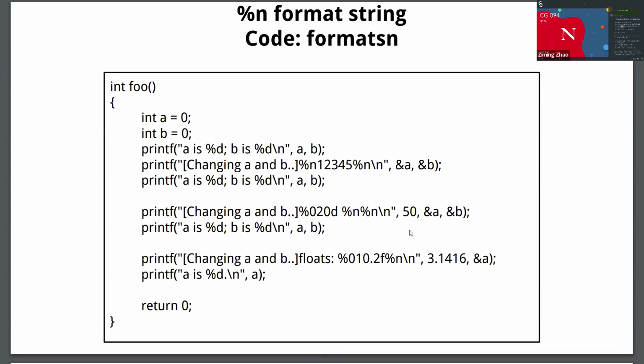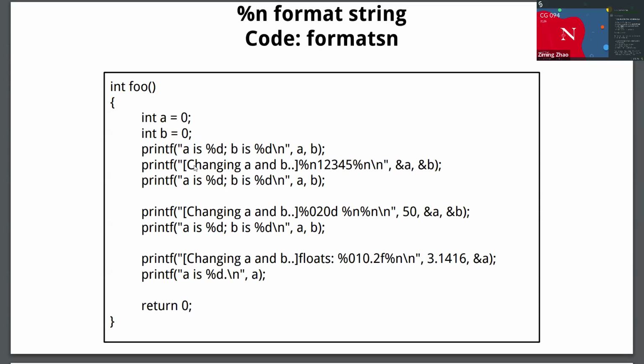Okay, another example. In this one, we are going to learn what percentage n is. We have a function foo, 2 local variables a and b, both initialized to 0. In the first printf, we print a, white space, percentage d, then b, something, then a and b. So what is the expected output of this one? 0, 0, right? Because a and b are zeros. So a is 0, b is 0.